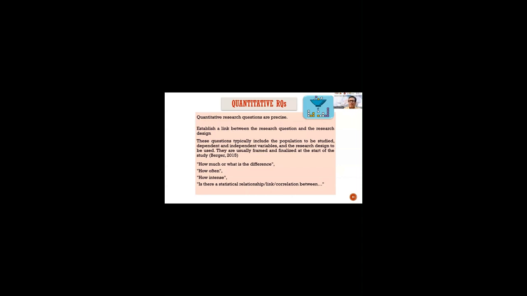They are usually framed and finalized at the start of the study. How much or what is the difference? How often? How intense? Is there a statistically significant relationship, link or correlation between? Now, these questions can be of three types. One can be descriptive, comparative, and relationship based.